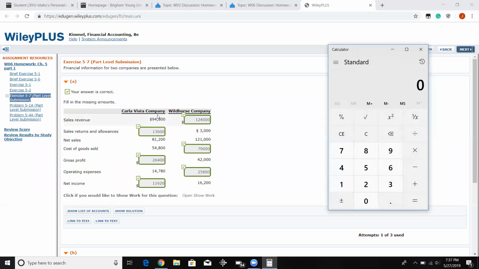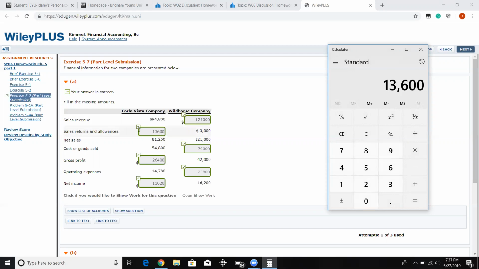For the Carla Vista company, we're going to start with their sales revenue, and we're trying to find their sales returns and allowances. In order for us to do that, we're going to take their sales revenue and subtract their net sales. We're going to take 94,800 and subtract 81,200, and we're going to get 13,600. That brings us to our sales returns and allowances.